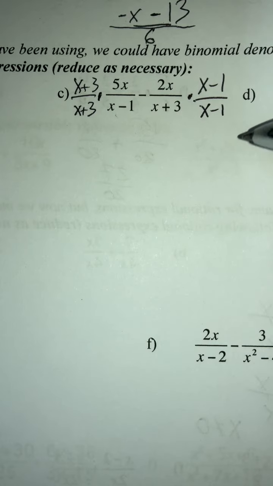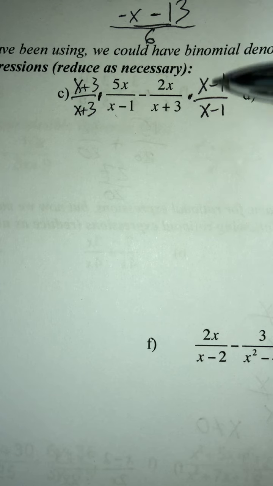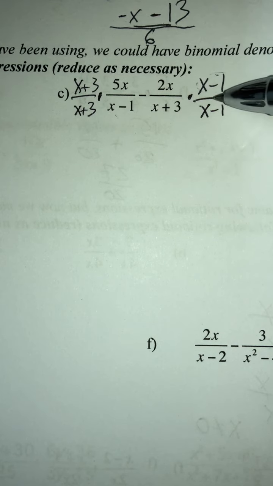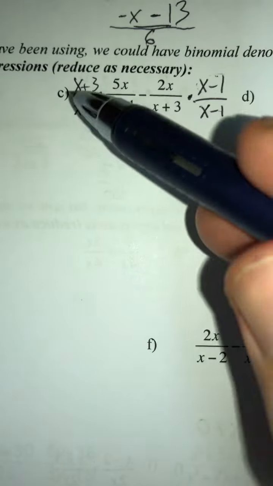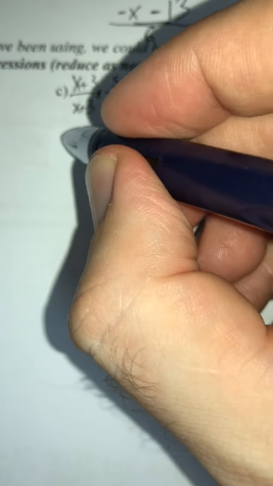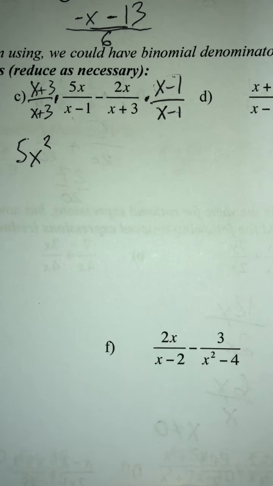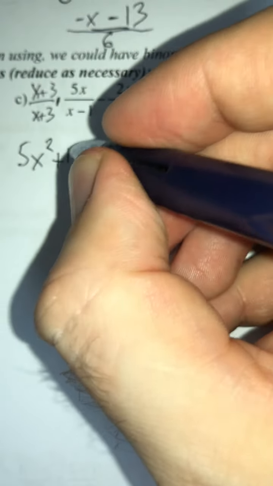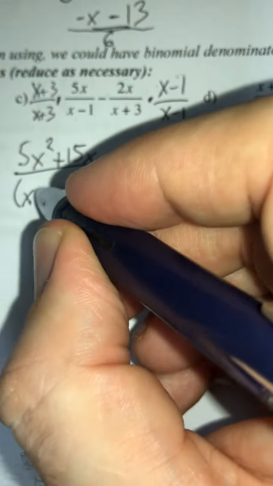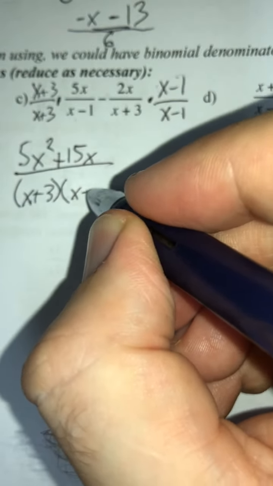You might think, why can I do this? Why can I just multiply something like this? Doesn't that change anything? Well, a number divided by itself is just 1, or a variable divided by a variable is just 1. So this does work. This is totally okay. So let's multiply this in. 5x squared plus 15x, and this is all over x plus 3 times x minus 1.